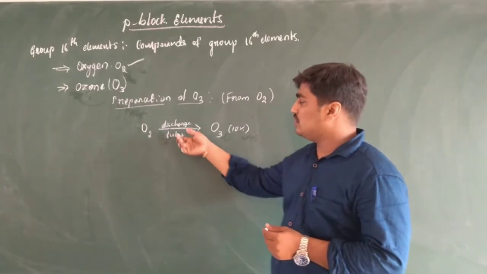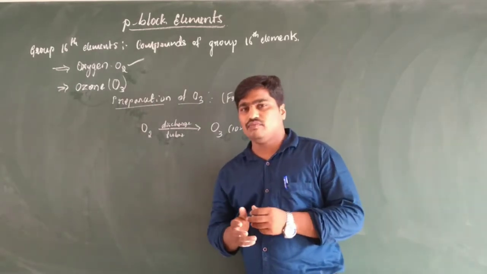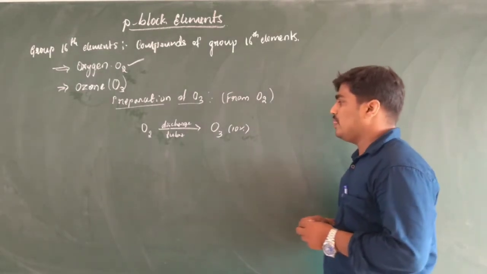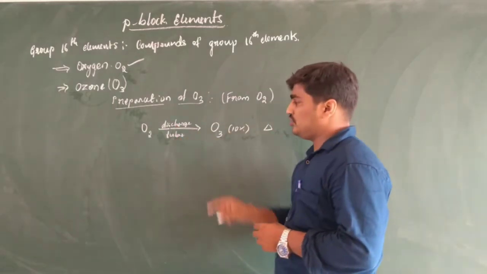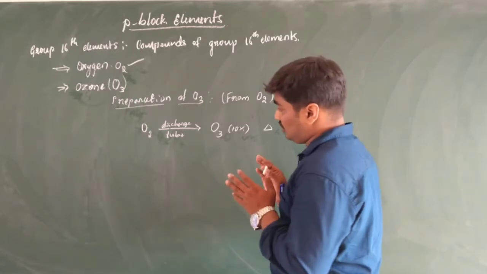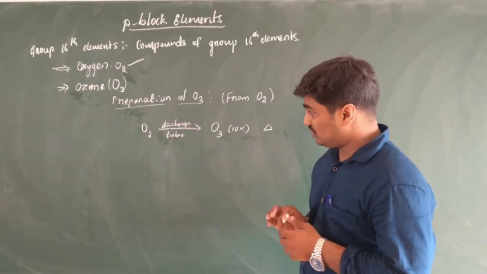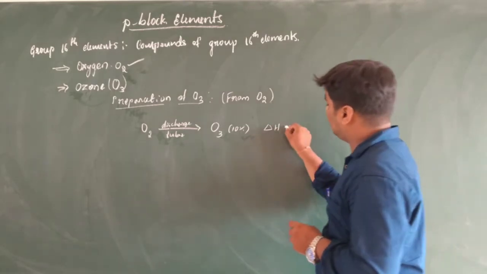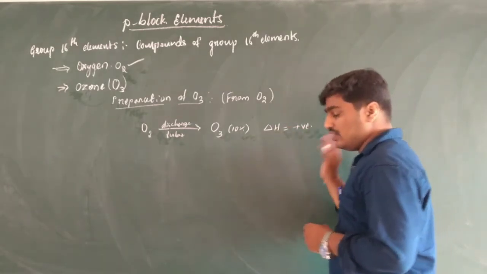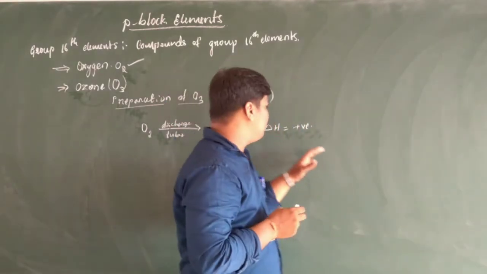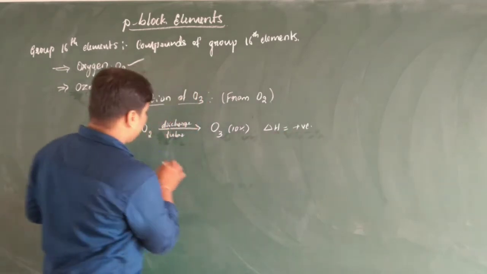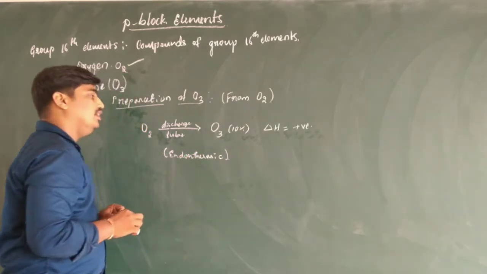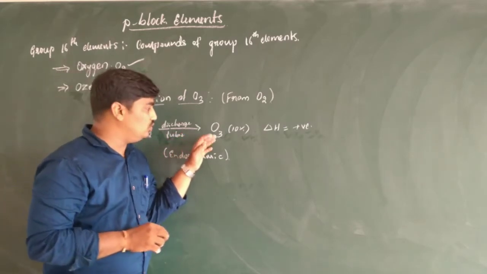Here, what is the use of this discharge tube? One reason is that it supplies heat. It is better to understand the concept of the discharge tube after knowing the enthalpy of the reaction. Delta H of this reaction is positive, nearly positive 142 kilojoules per mole. This delta H is positive. That means the reaction is endothermic.